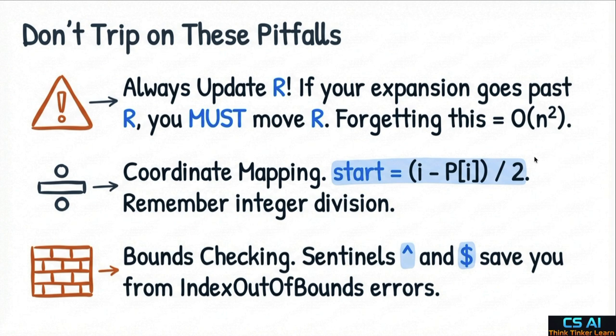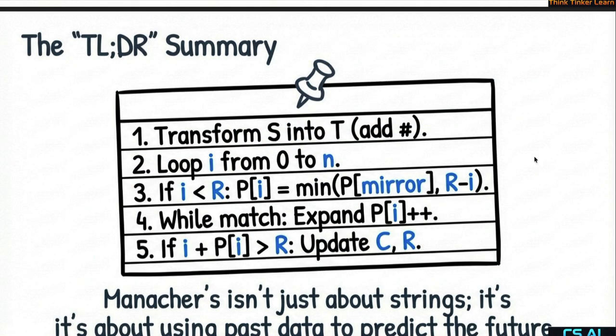Second, coordinate mapping. Remember that you are working on the transformed string T. To find the starting index in your original string, use the formula start equals (i minus P[i]) divided by 2. Be careful with integer division. Finally, bounds checking. Those sentinel characters like caret and dollar sign aren't just for show, they are the guardrails. They ensure that our expansion loop doesn't fly off the ends of the array and cause an index out of bounds error. Let's wrap up with the senior design cheat sheet.